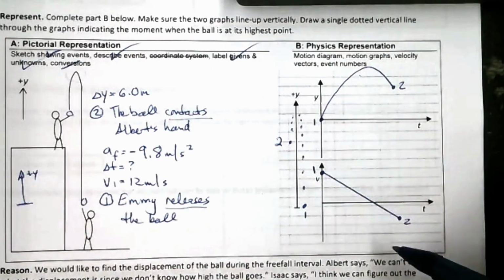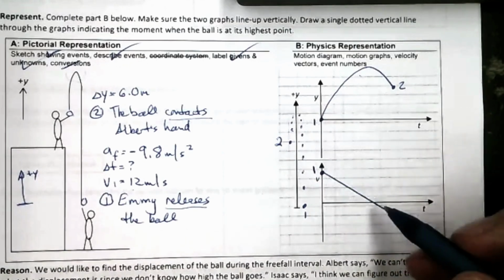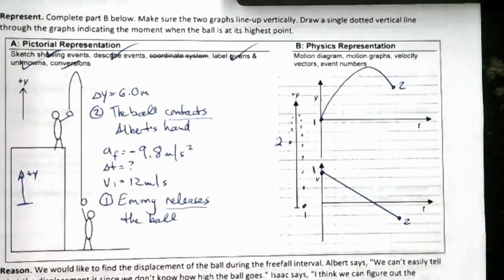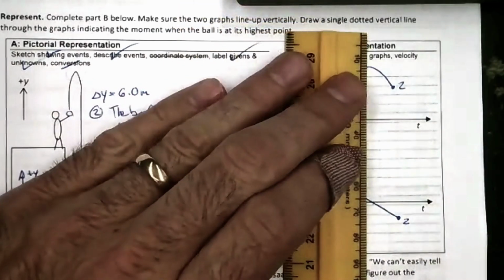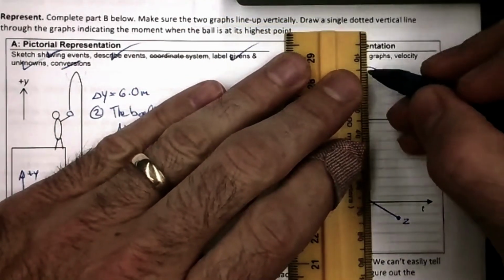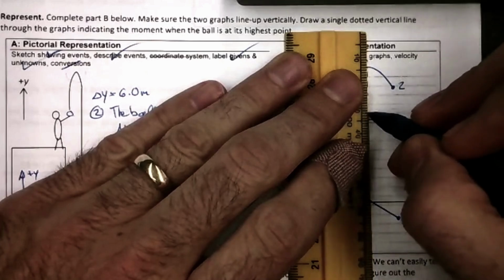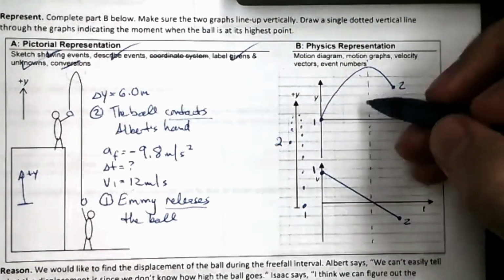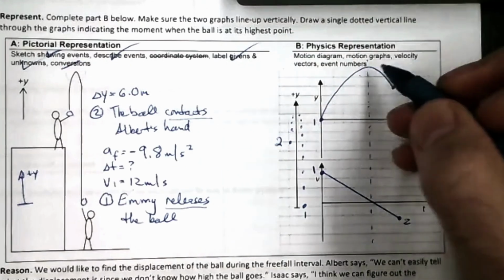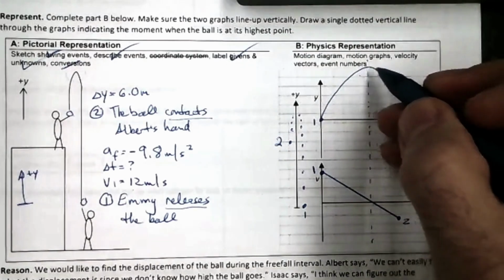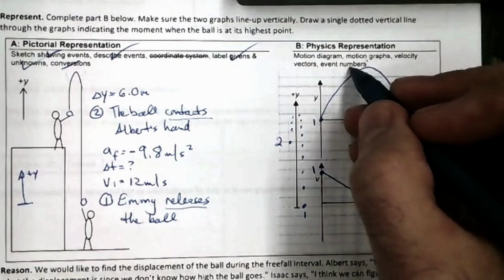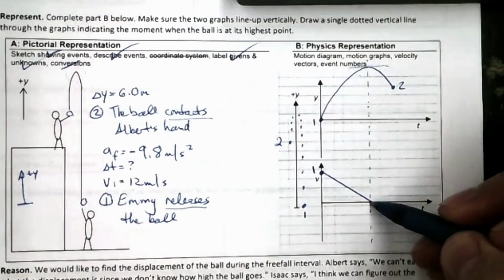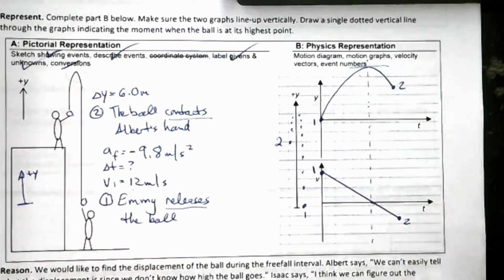Now, what's helpful for us to notice here is that at this moment in time, the velocity value is equal to 0. And so that's going to match up with this moment here in the position graph when it reaches its highest point. The slope of the tangent to the position graph right at this moment is 0. It's a horizontal tangent. And that corresponds to this velocity of 0.